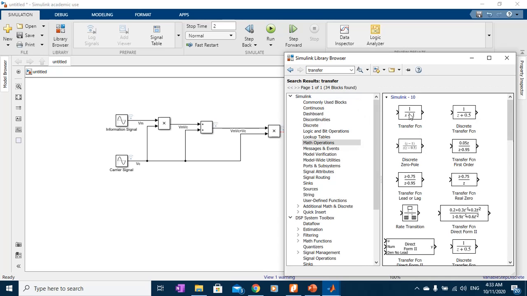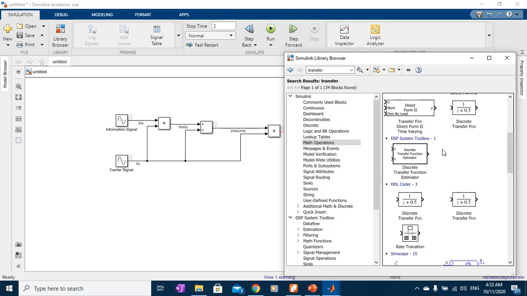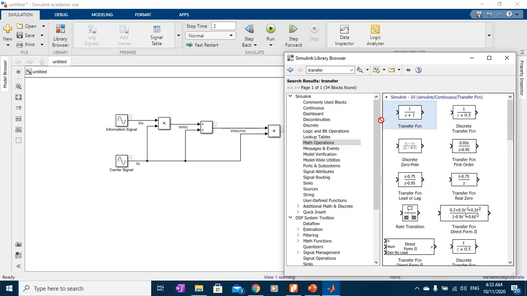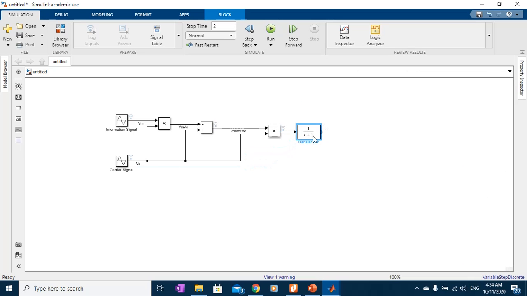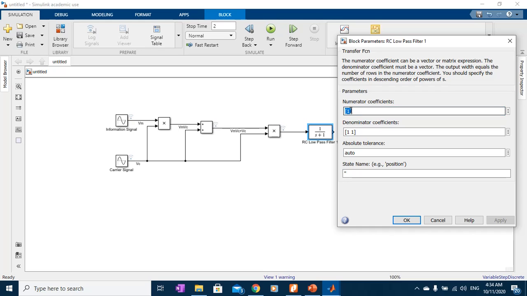We can use a low pass filter by placing a transfer function into the template. The transfer function for low pass filter is equals to A naught over S plus omega naught. Omega naught is the cut-off frequency and it is equals to 1 over RC.